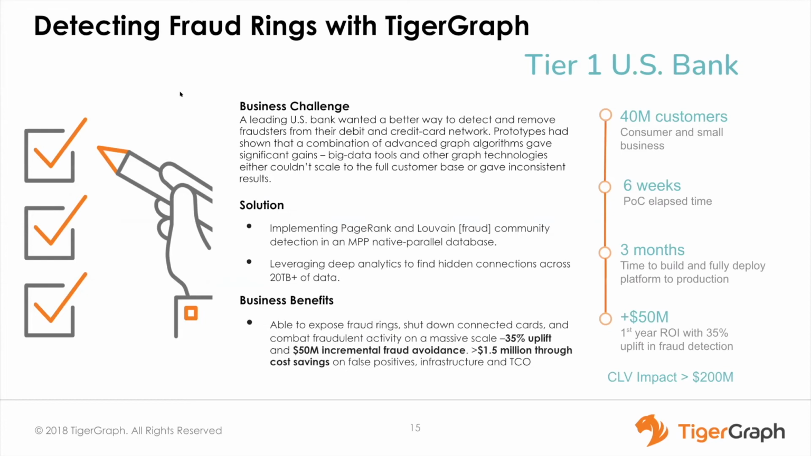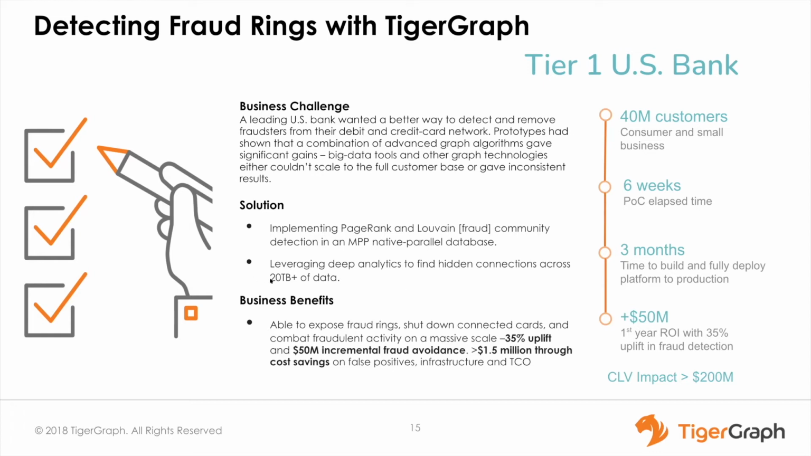So this is a real world use case. A Tier 1 US bank wanted to better detect credit card and debit card fraud. They wanted to do that by using PageRank and a couple of different graph algorithms in order to get a better understanding of their data. And you can see here that it's pretty impressive, some of the things that they were able to do with Graph and TigerGraph specifically.